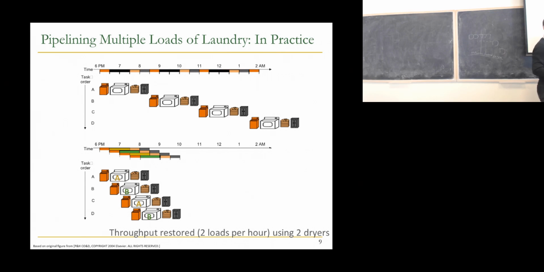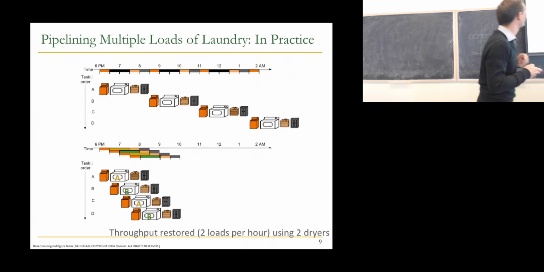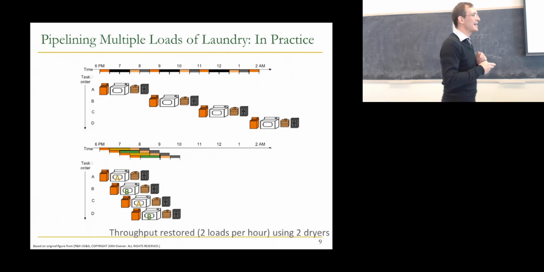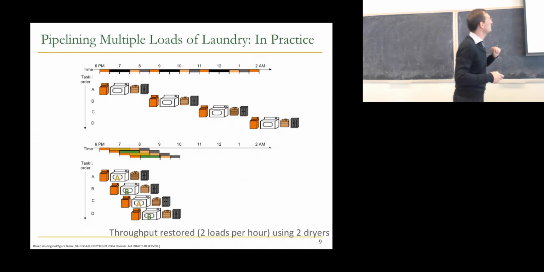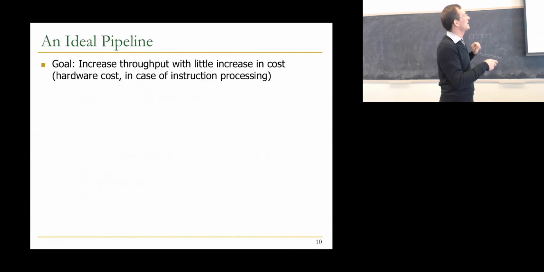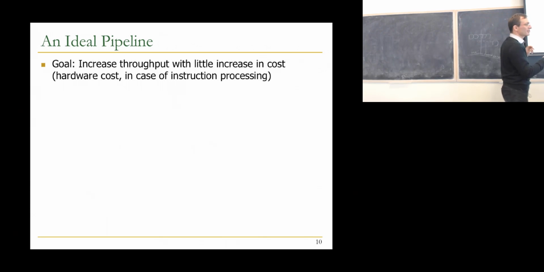This is a very nice analogy, because that's exactly how things work in a real instruction processing pipeline, too. If your multiplier is taking very long, and if you cannot pipeline it, then it's better to have a second multiplier if you want to keep the throughput, and multipliers are a good fraction of your program. Okay, so an ideal pipeline. This is actually close to an ideal pipeline, if you will. What do I mean by an ideal pipeline? In any pipeline, our goal is to increase throughput with little increase in cost. Cost is hardware cost in case of instruction processing.